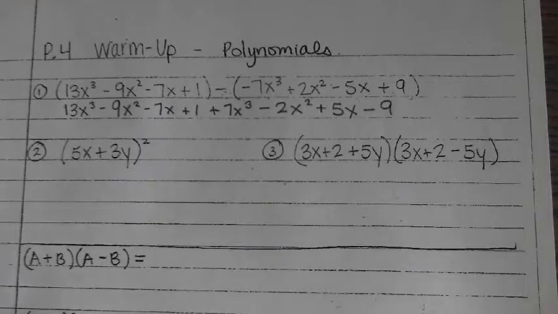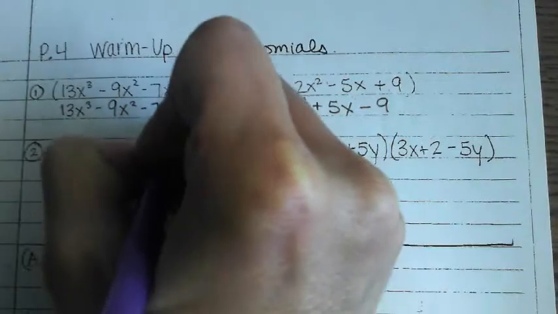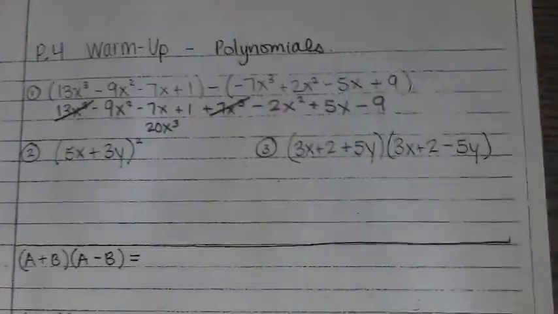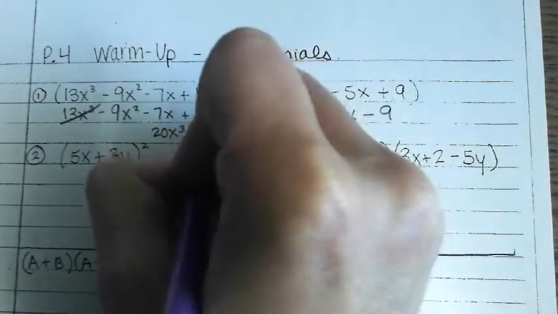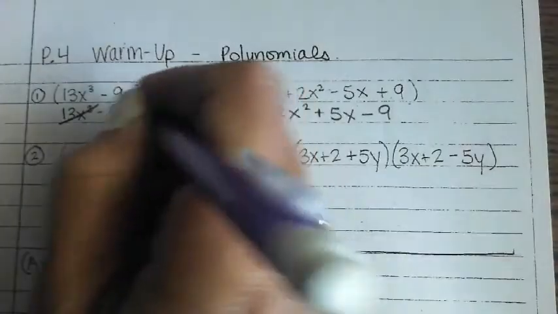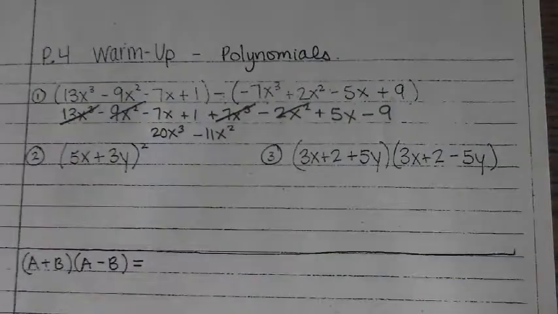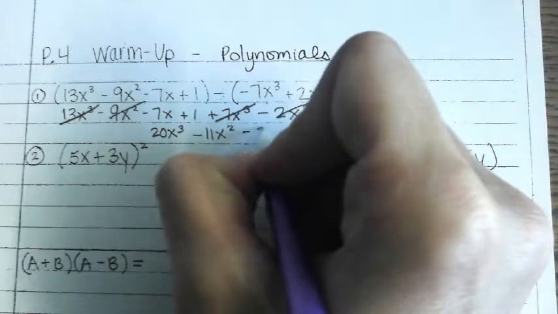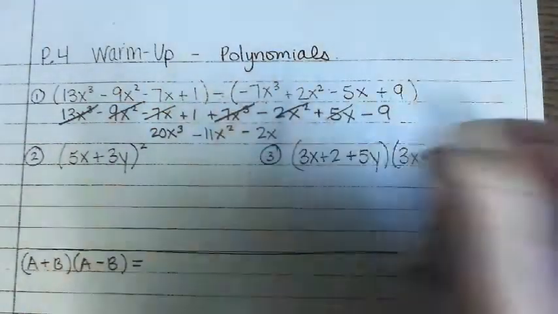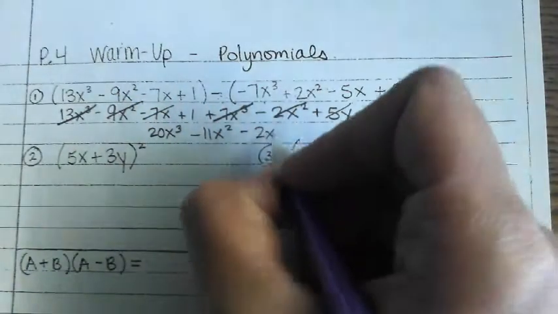And then we combine like terms. So 13x cubed and 7x cubed is 20x cubed. Negative 9x squared, negative 2x squared makes negative 11x squared. And negative 7x plus 5x, negative 2x. And positive 1 minus 9, negative 8.